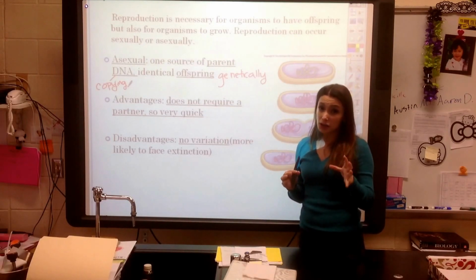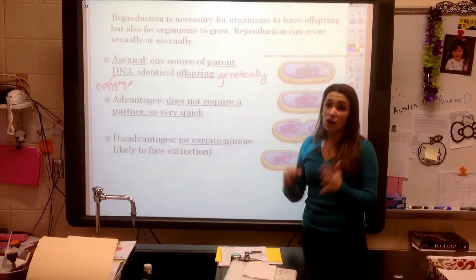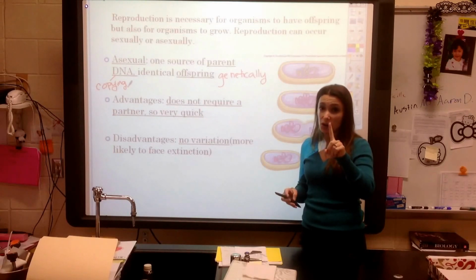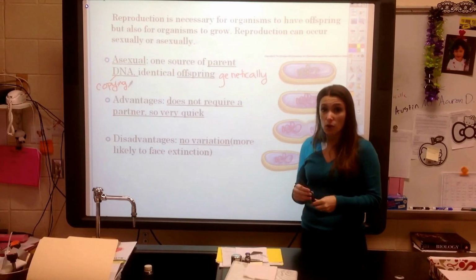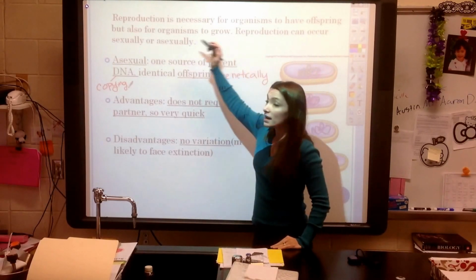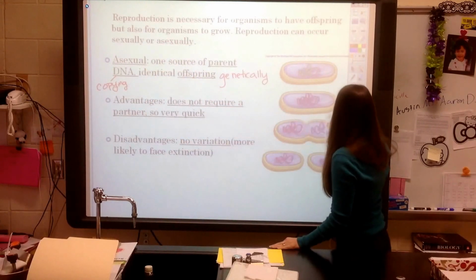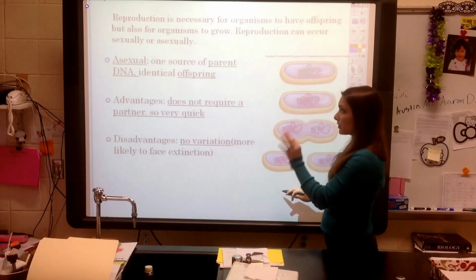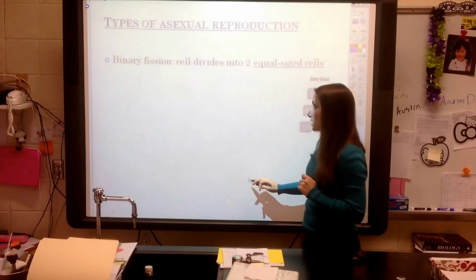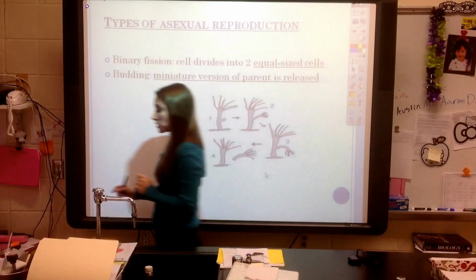And for a population to be stable, we need there to be variation. If all of the offspring are exactly the same, one change in the environment could cause extinction of the whole species. So we're going to be talking in this unit about asexual reproduction and sexual reproduction. The important thing to know about asexual is it means not sexual, just one source of DNA.